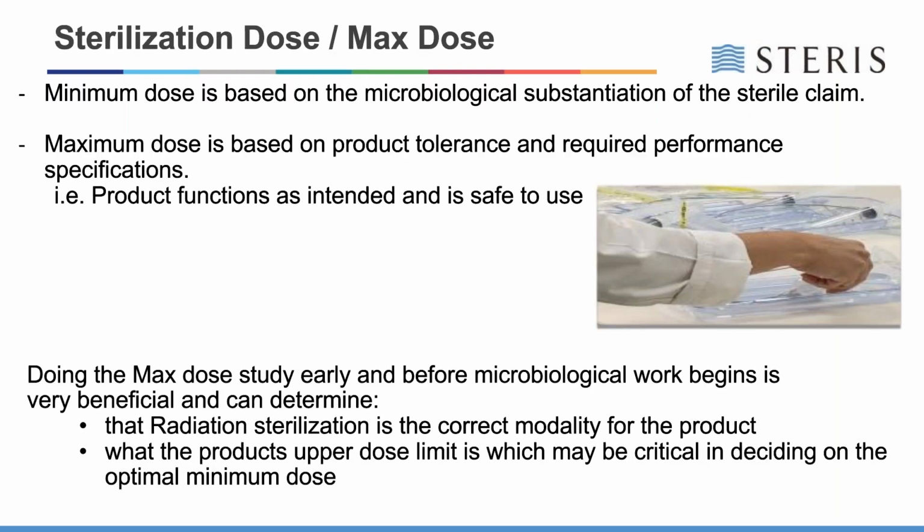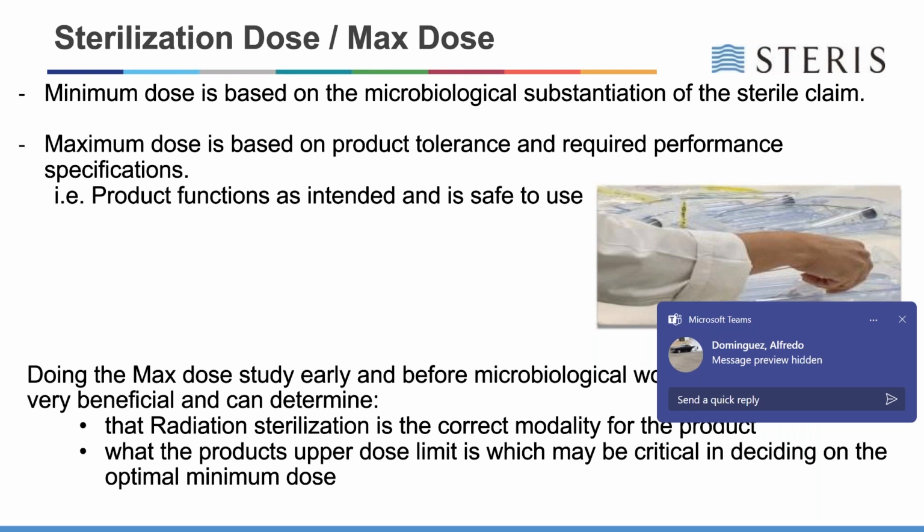Moving on, we have our sterilization dose and max dose and how these two are related. While the maximum dose is not a process validated under the microbiological radiation validation, it is an important consideration when selecting the approach. The minimum dose is what we're working with here today, and it's the microbiological substantiation of the sterile claim, while the maximum dose is based on product tolerance and required for performance specifications, i.e. the product functions as intended and is safe to use.